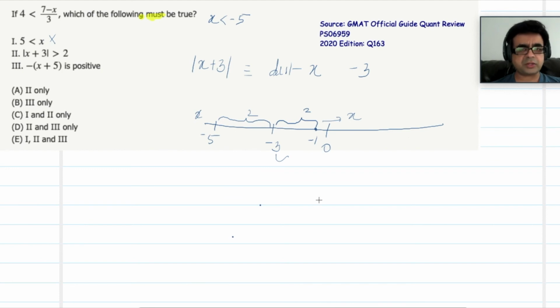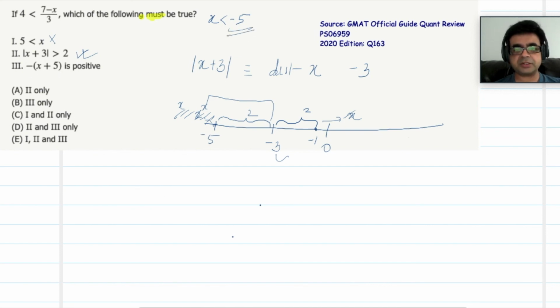What is also given to us is that x is less than minus 5. So we are given x is here. So forget about this x. We are given that x is less than minus 5. So for any x less than minus 5, the distance between that x and minus 3 would be greater than 2, because the distance between minus 5 and minus 3 is 2. This is a must be true condition given this inequality, which is x is less than minus 5.